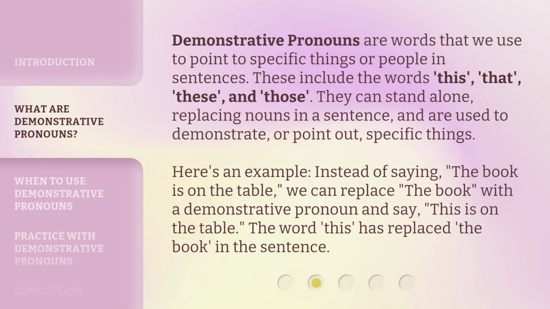Demonstrative pronouns are words that we use to point to specific things or people in sentences. These include the words this, that, these, and those. They can stand alone, replacing nouns in a sentence, and are used to demonstrate or point out specific things.